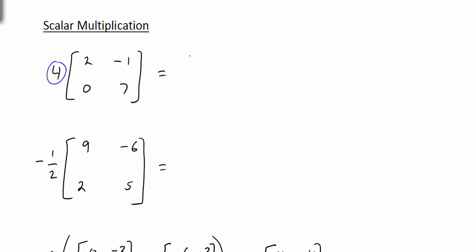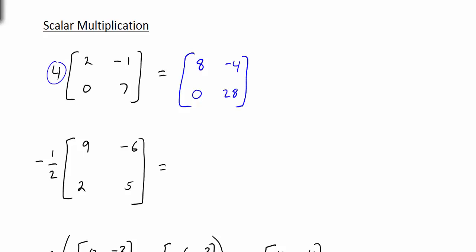So in this case, we would simply just end up with 4 times 2 is 8, 4 times -1 is -4, 4 times 0 is 0, 4 times 7 is 28. And there's your answer. So basically you're just distributing the 4 to every entry.